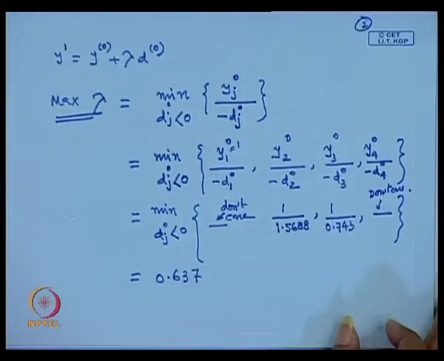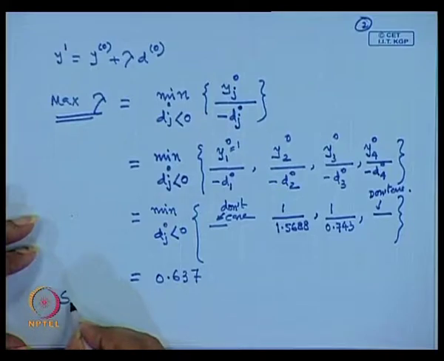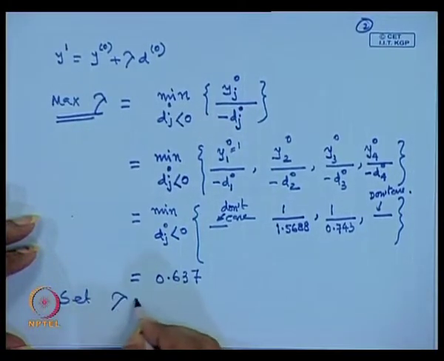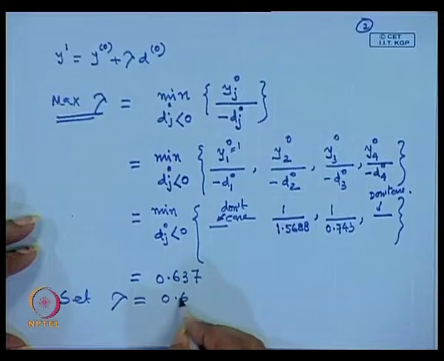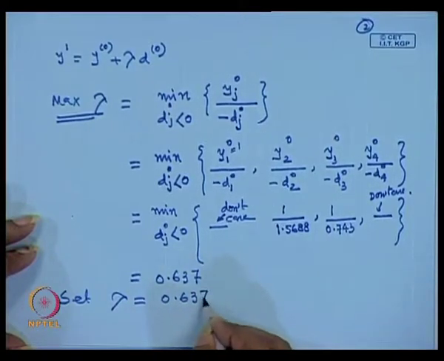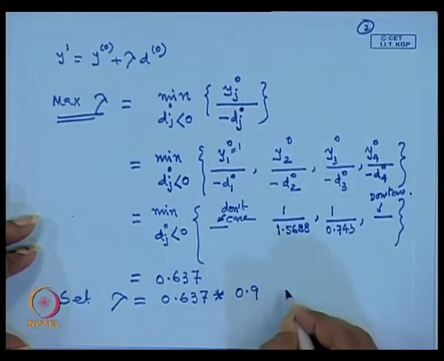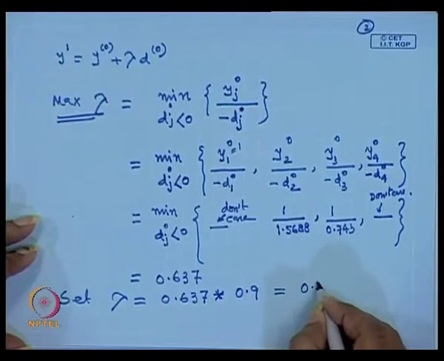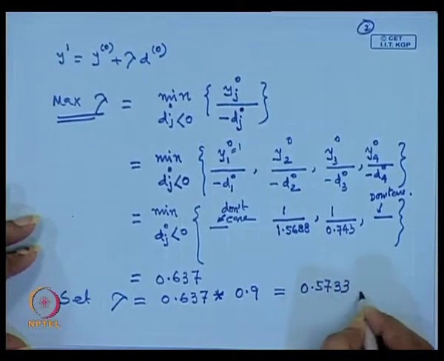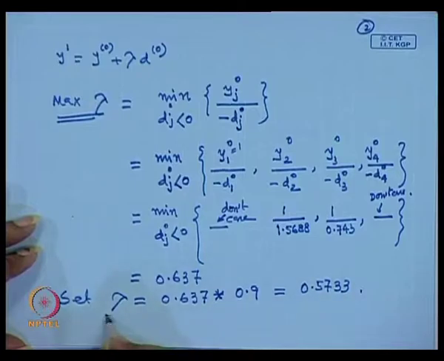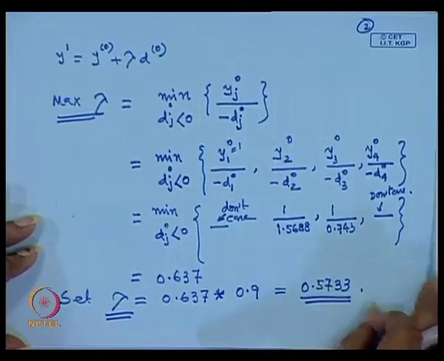So, keeping this in mind, we can set lambda equal to 0.637 into 0.9, which will come to 0.5733. So, this is the lambda we will select for our problem. Once we select this one, then what is our new interior point from y0 to y1? What is the new interior point?